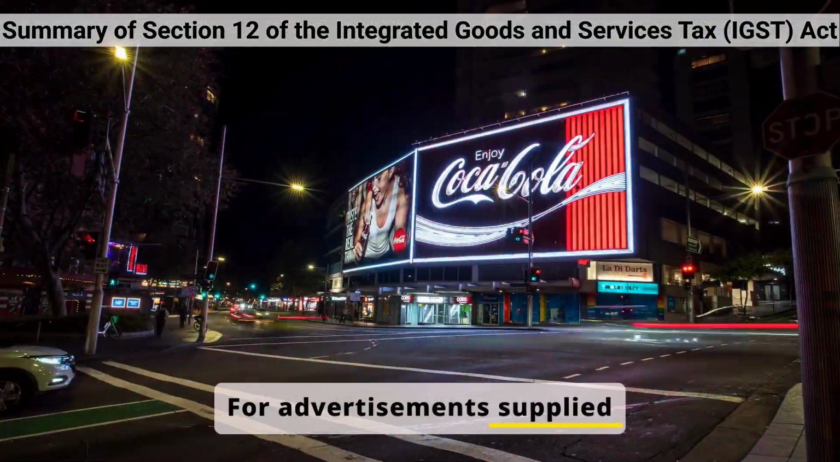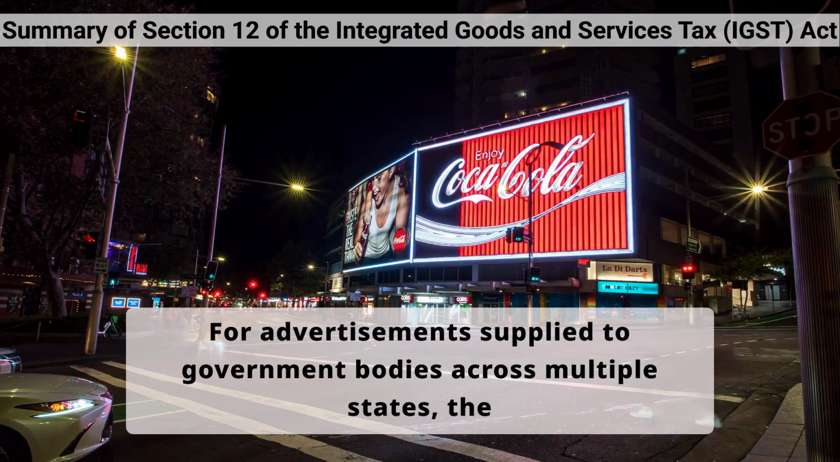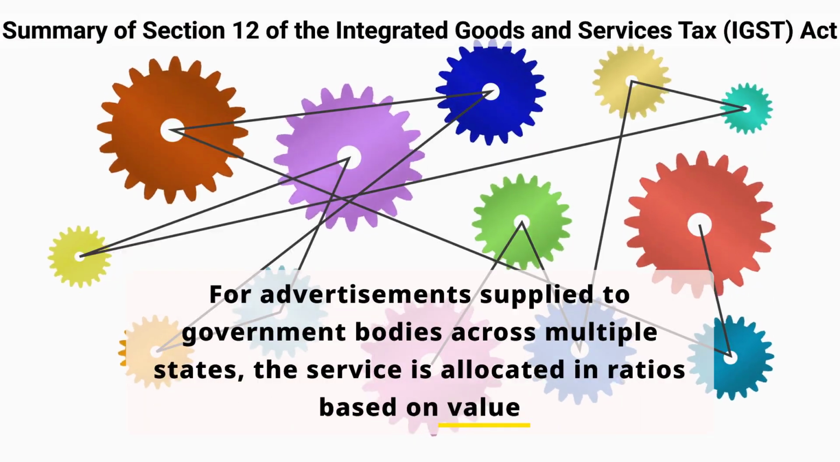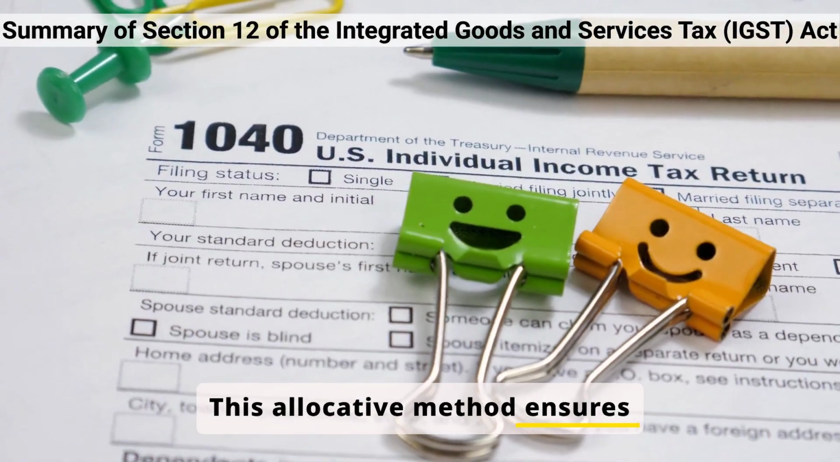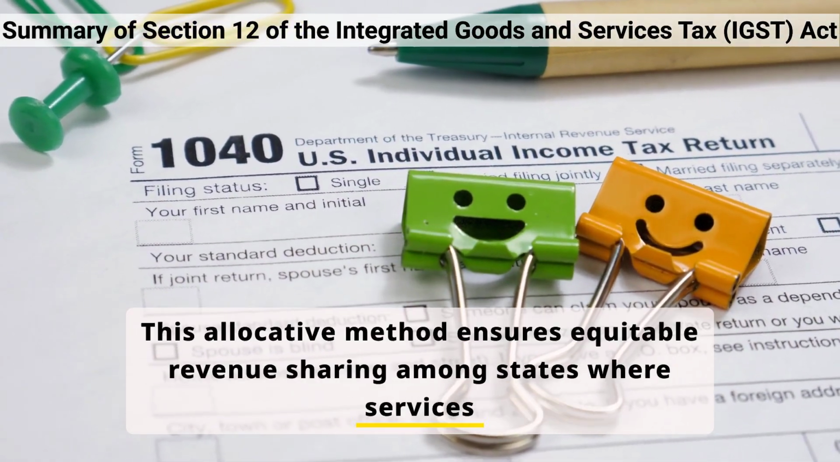For advertisements supplied to government bodies across multiple states, the service is allocated in ratios based on value derived from specific states. This allocative method ensures equitable revenue sharing among states where services are delivered.